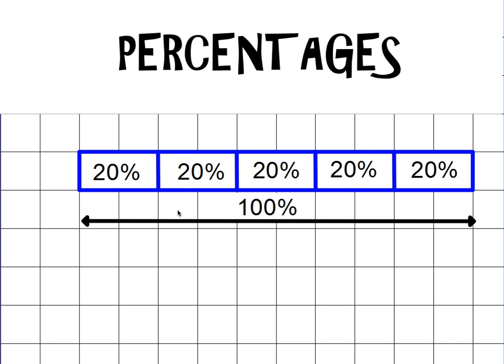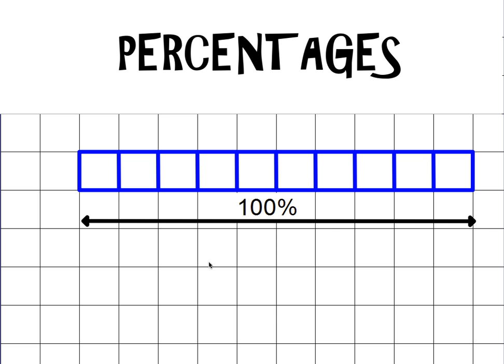But again, we could split it into even smaller pieces. So there I've got 100%, and now I've split it into 10 boxes, 10 equal boxes. So if I do 100 divided by 10, each box is just 10%. And again, we could split it into even smaller and smaller amounts. We could go as small as even just 1%. And to do that, we'd just do 100 divided by 100 to get 1%. But let's stick with 10% for now.